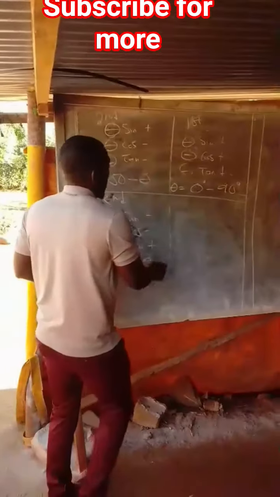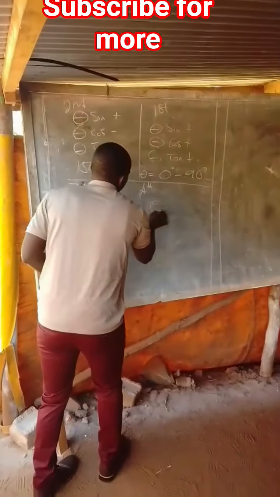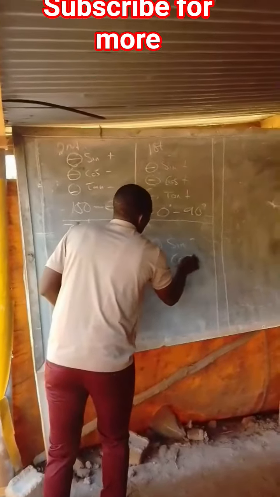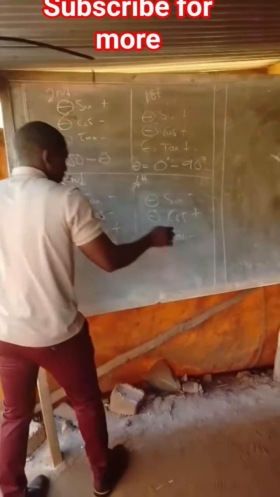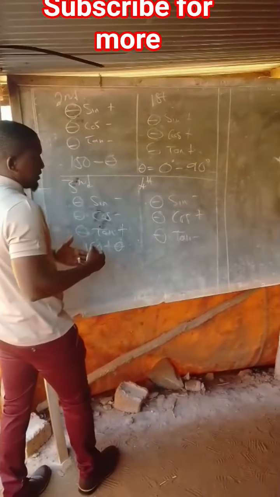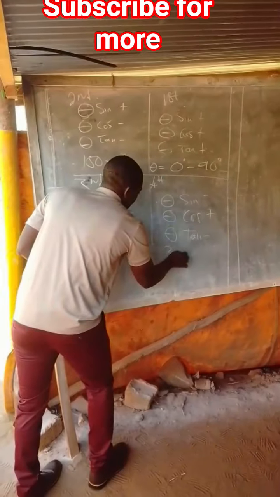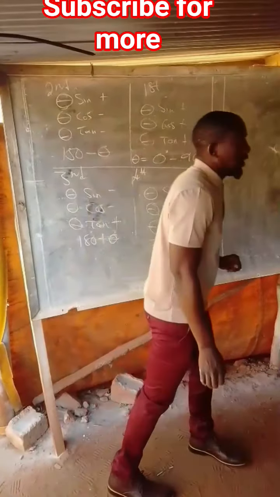We advance. We have the fourth quadrant. When we're in the fourth quadrant, we still have the three. So we have sine negative, cos is positive, then tan is negative. Now, what is expected to be the answer in the fourth quadrant? It is 360 minus theta. That is the expected answer for the fourth quadrant.